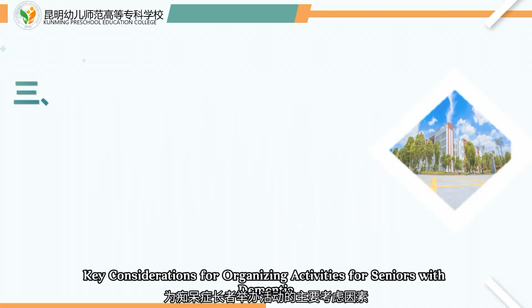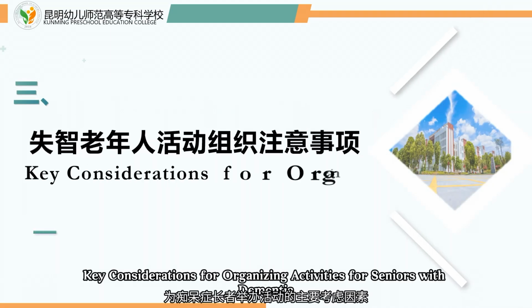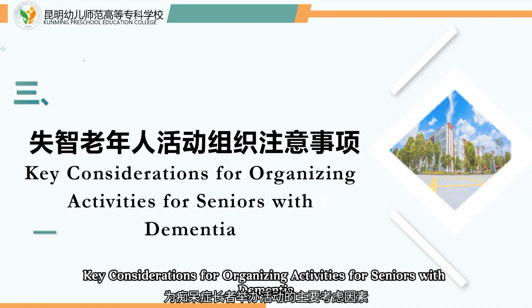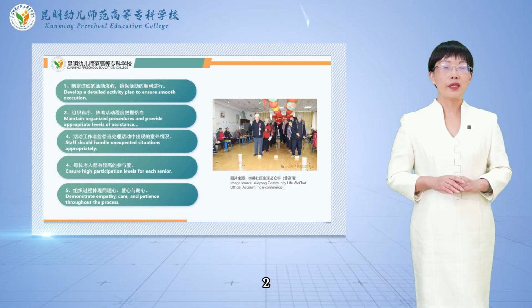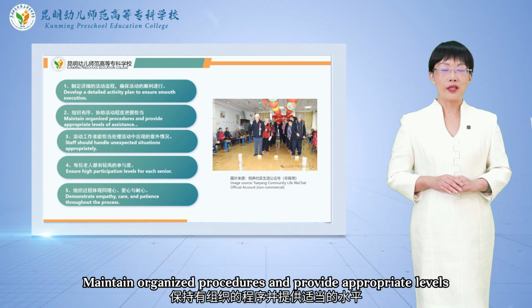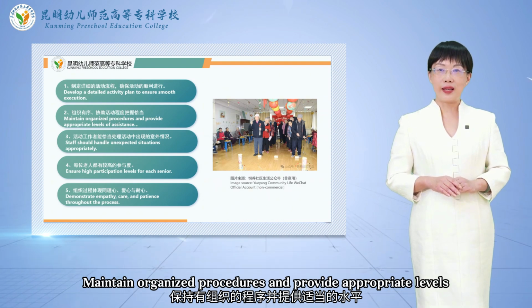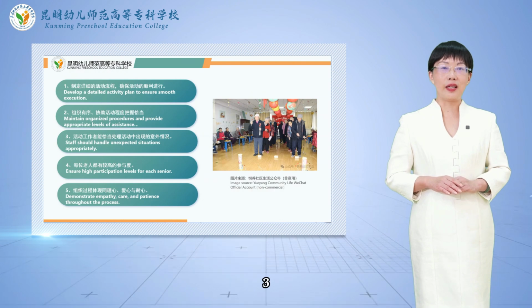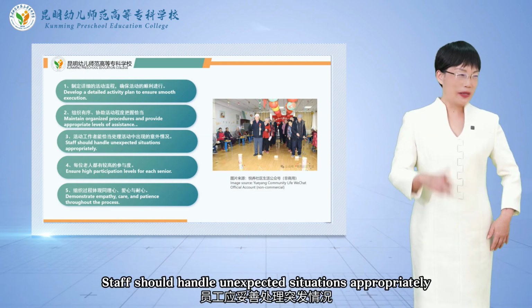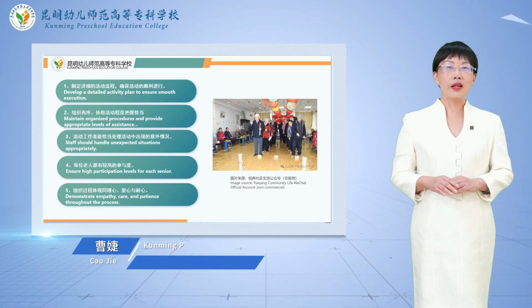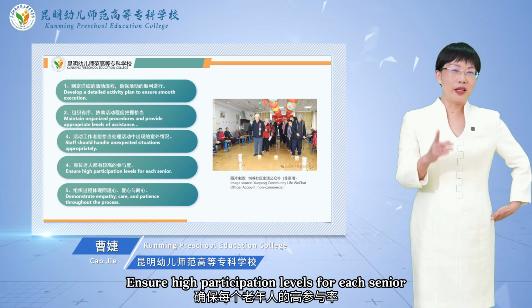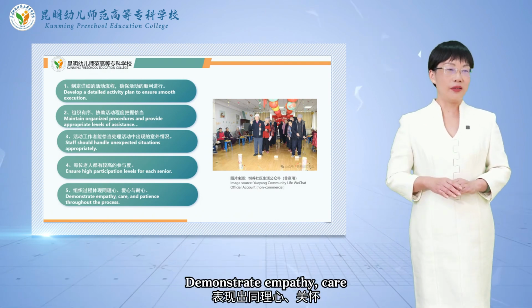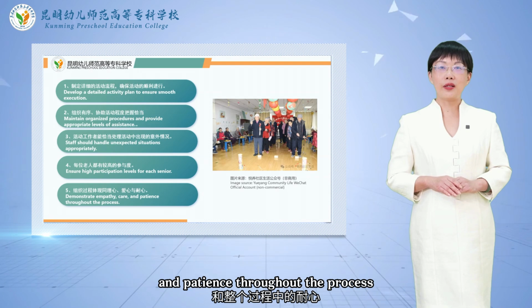3. Key considerations for organizing activities for seniors with dementia. First, develop a detailed activity plan to ensure smooth execution. Second, maintain organized procedures and provide appropriate levels of assistance. Third, staff should handle unexpected situations appropriately. Fourth, ensure high participation levels for each senior. Fifth, demonstrate empathy, care, and patience throughout the process.